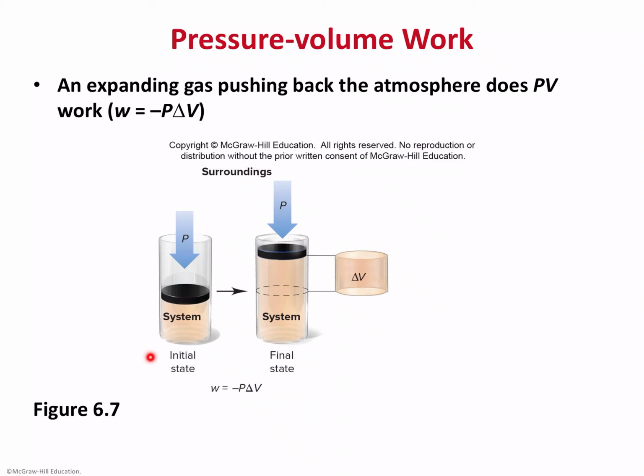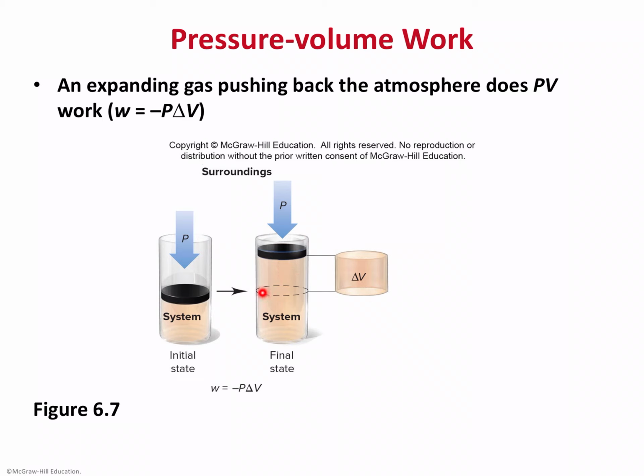Now look at this example over here. There is a movable piston, and this is your system. The system has gases. If the temperature increases, the gas can expand against the external pressure. So now the system has more volume. Initially you have a certain amount of volume, and now this volume has changed.